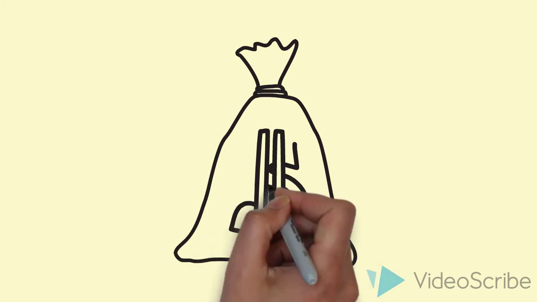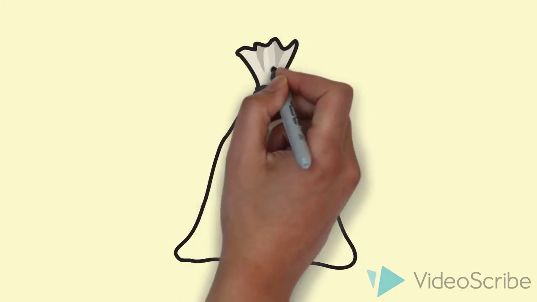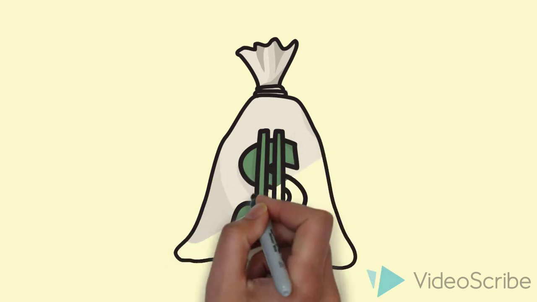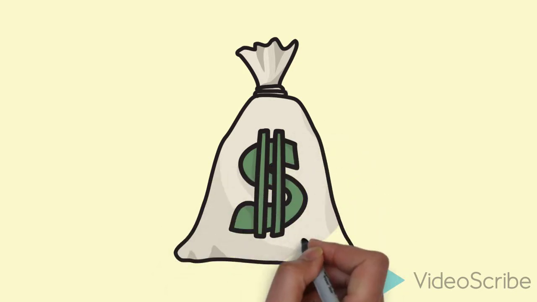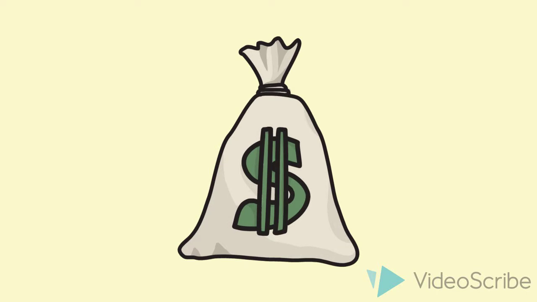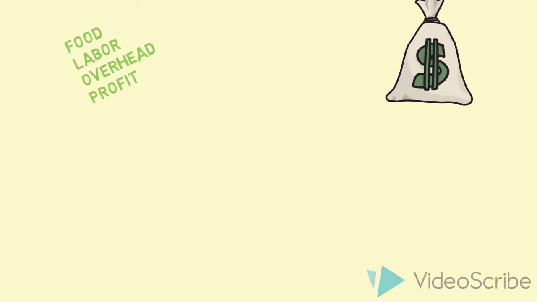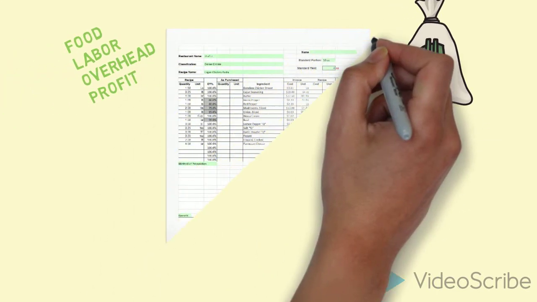So we can't know how much to charge for a plate unless we know how much the food costs. So first, let's start with a cost card, from the bottom to the top, and let's start with the top first.